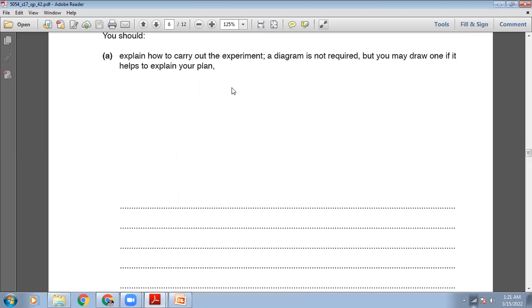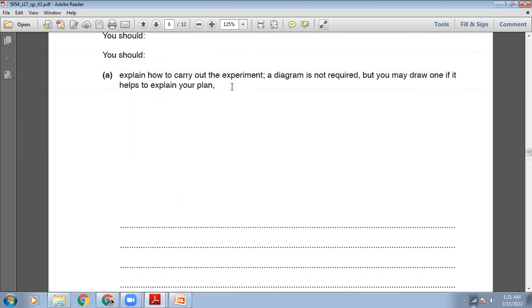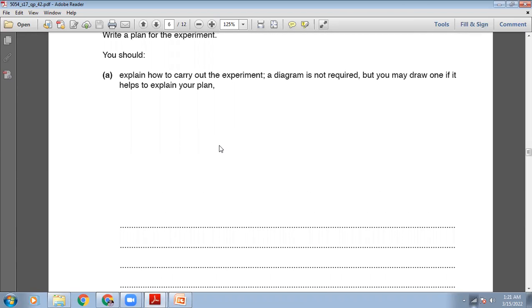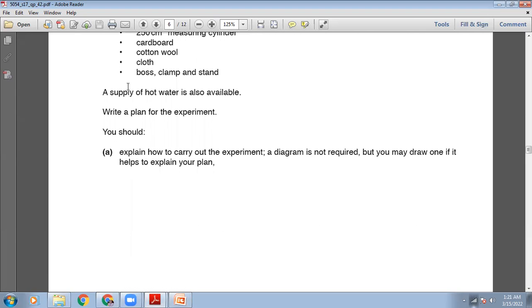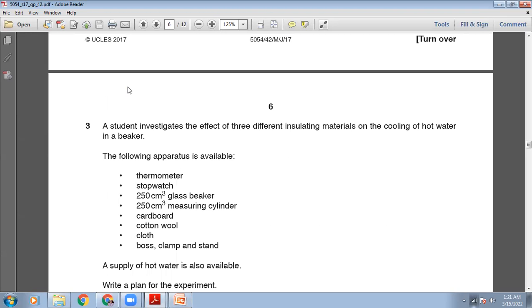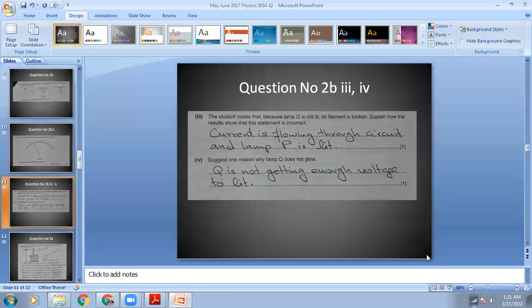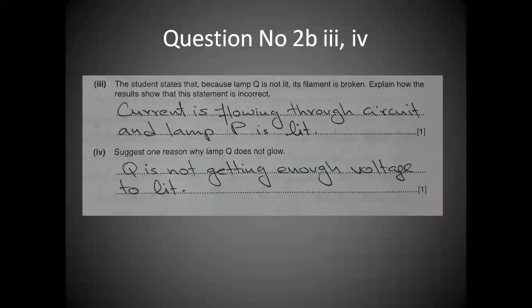So let me show you the question. It's a 2-mark question. We have to plan an experiment where we can check what effect insulating materials have on the cooling. So let me show you my answer.